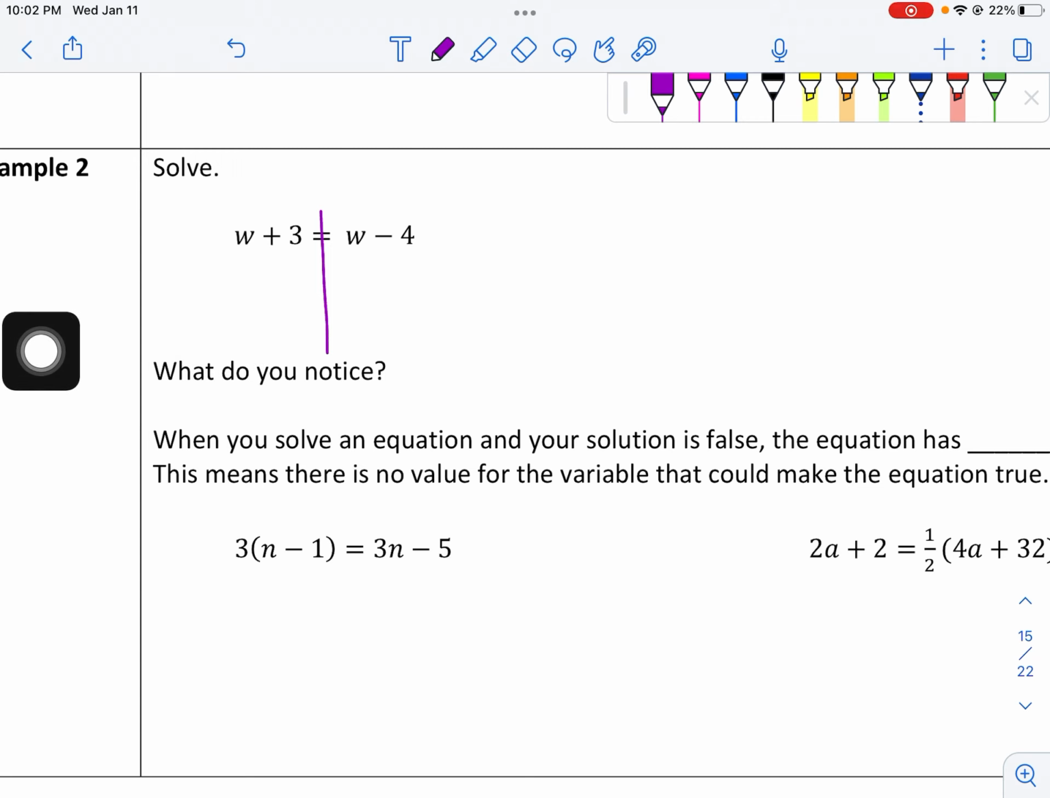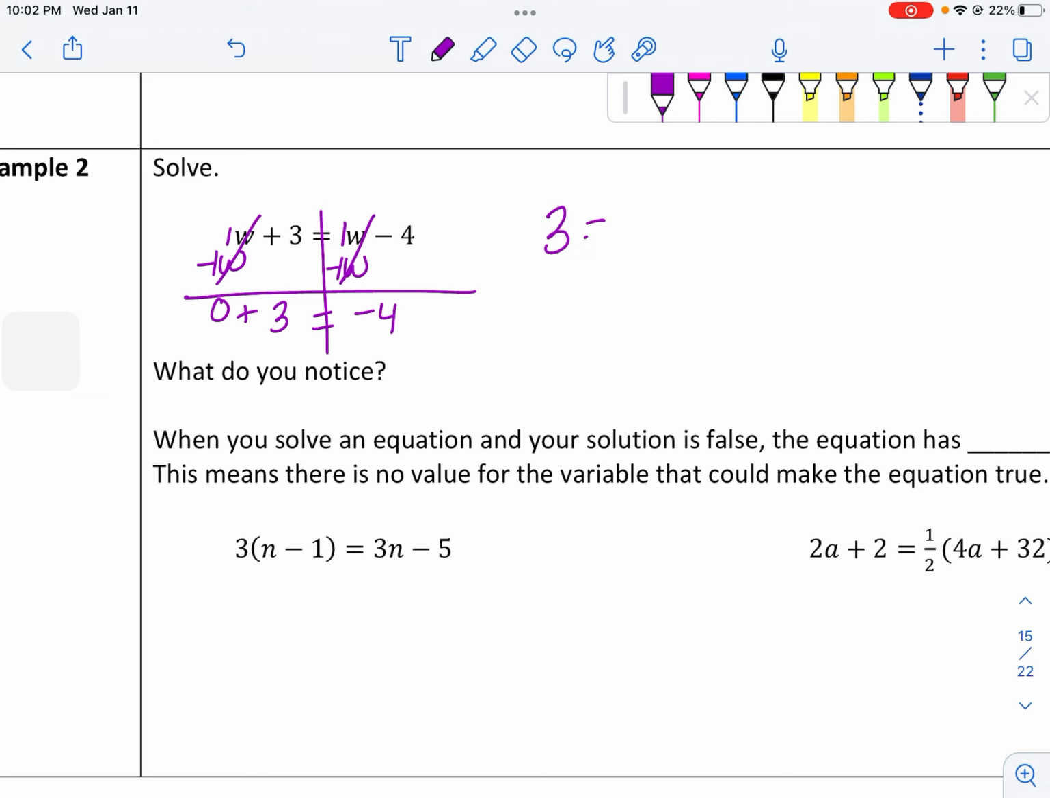We have minus w, or a positive w, so we're going to minus w on both sides. So we're going to make sure we line those up. We have a 1w minus a 1w on the right. That gives me 0. I'm left with negative 4. On the left, I have 1w minus 1w. That's 0 again. So I get just 0 plus 3. So I end up with 3 equals negative 4.